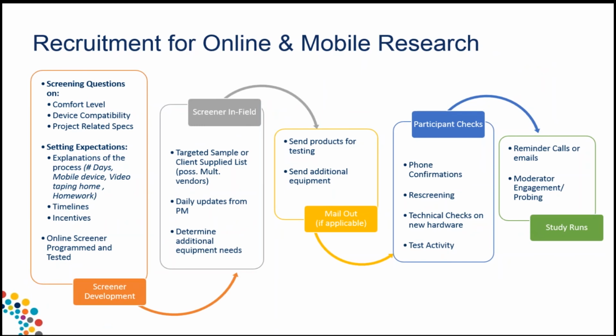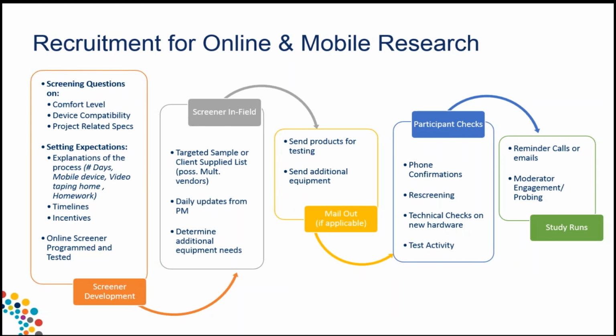So our screener development takes place. You really want to be setting your expectations up front with your respondents and making sure that you've got a clear explanation of what is going to be expected of them, the timeline that you're expecting them to participate, and then of course disclosing what the incentive amounts would be. The online screener would then be programmed and tested.